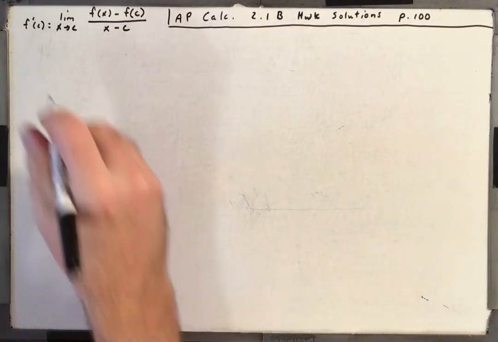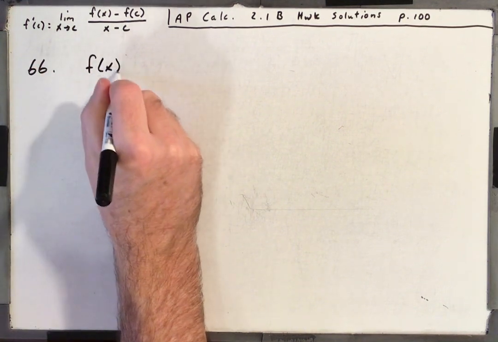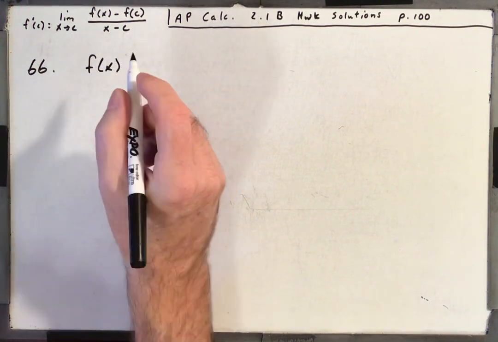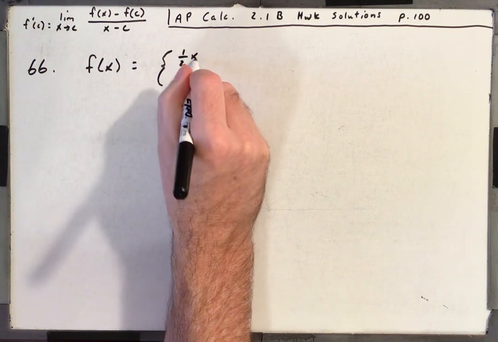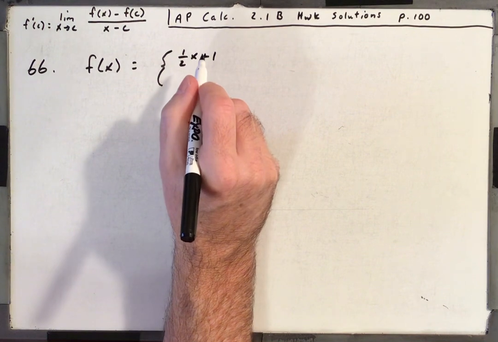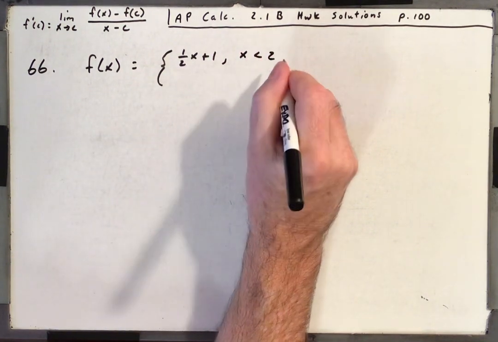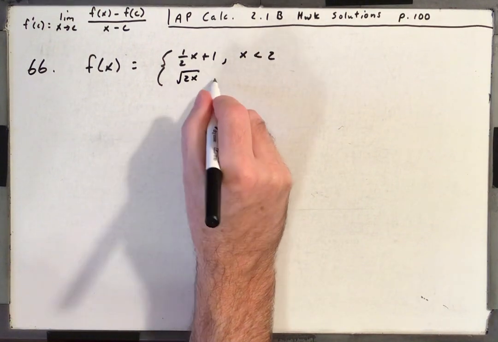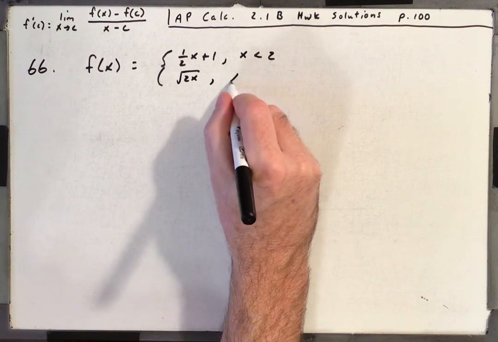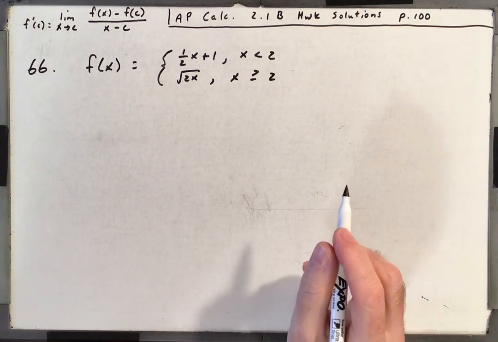66. So we have f of x equal to 1/2 x plus 1 when x is less than 2, and root 2x when x is greater than or equal to 2. So we're going to go through the same procedure.